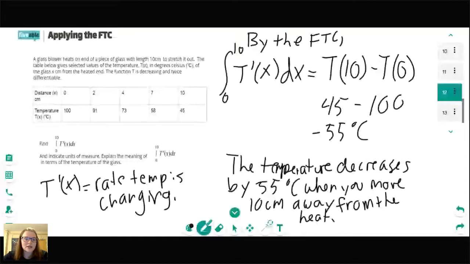Okay, give you a second to write that down. Good, awesome. I'm seeing good interpretations coming in now.